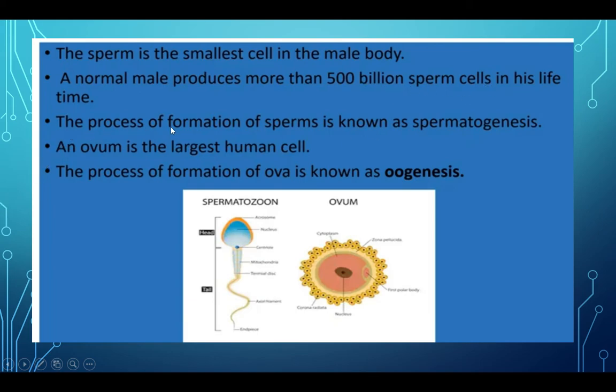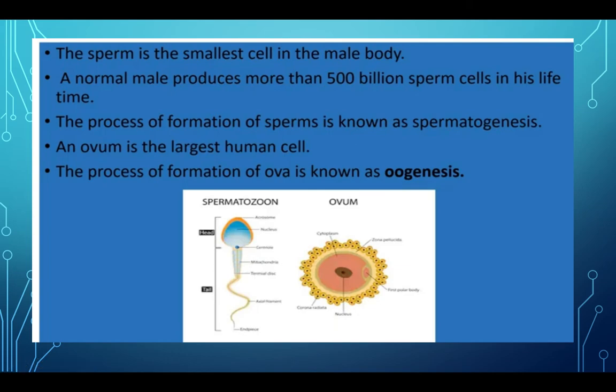And the process of formation of sperm is known as spermatogenesis. Important word: the process of formation of sperm by the male is called spermatogenesis. Likewise, for the female also, there is the process of formation of ova, that is eggs. The process of formation of ova is known as oogenesis. The process of formation of ova by the female is called oogenesis, and the process of formation of sperm by the male is called spermatogenesis.